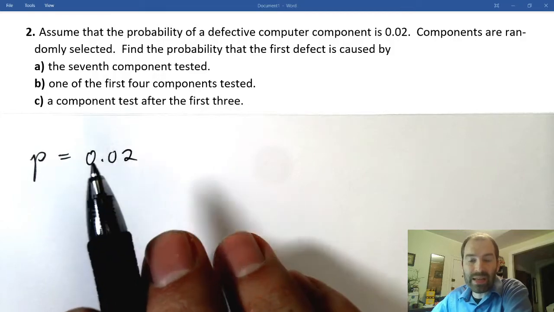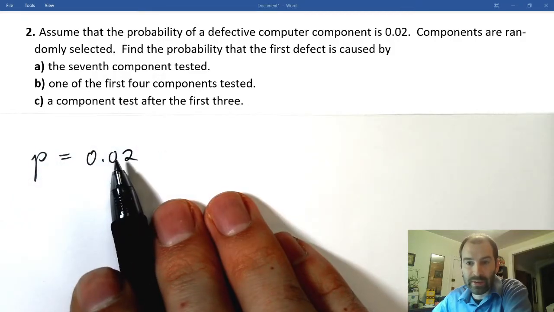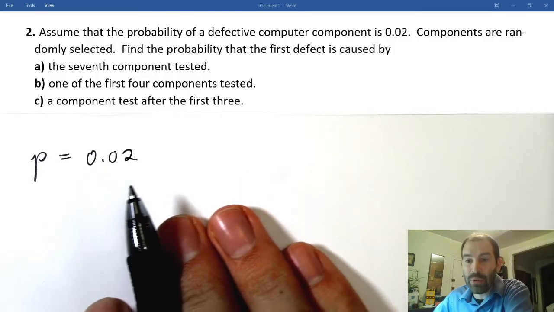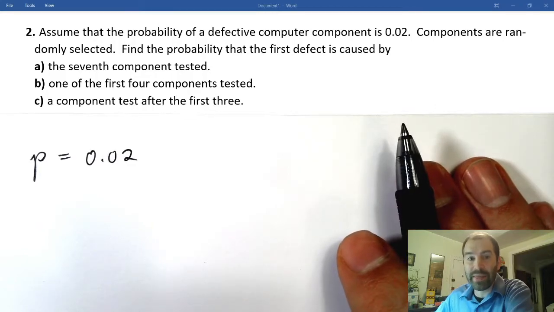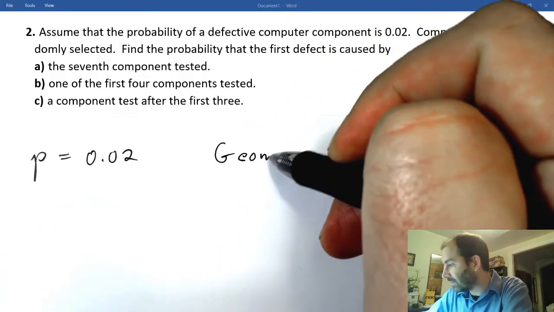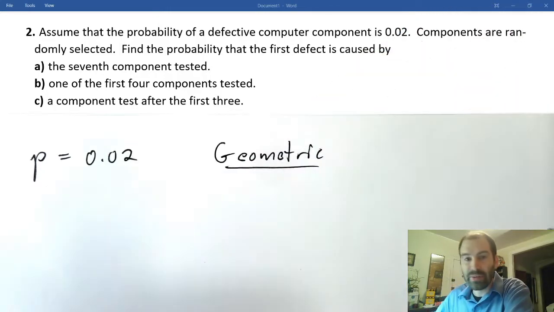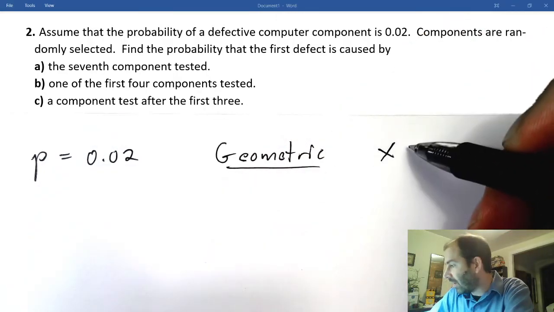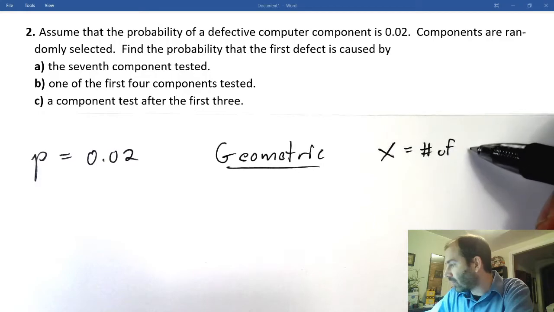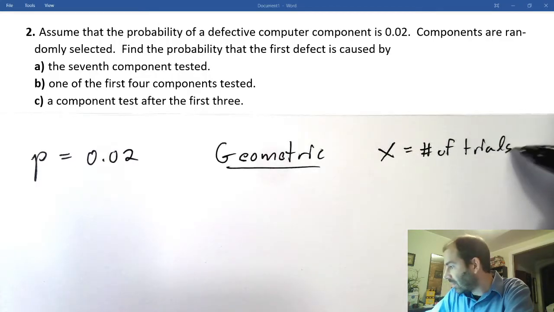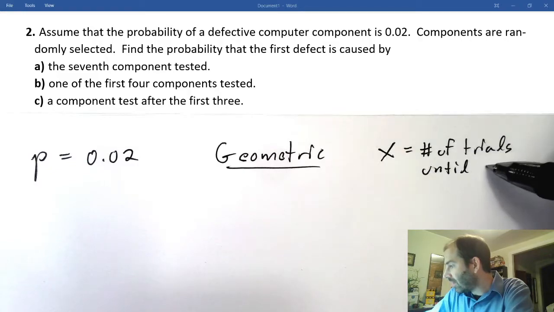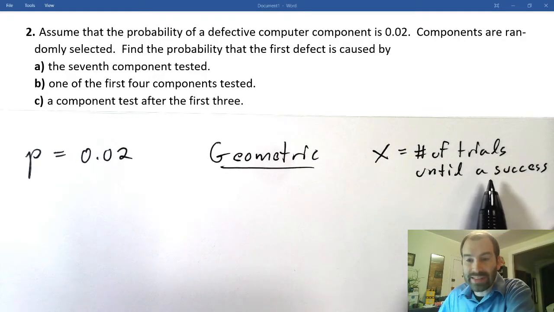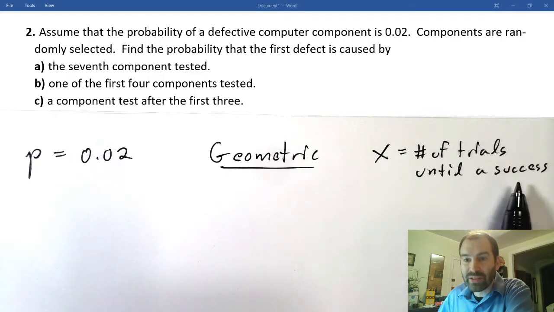And if you just keep repeating the experiment over and over again, not a fixed number of times, you just keep going until you get a success. And what you're doing is you're counting the number of trials until a success. That's called the geometric distribution. This is going to be a geometric distribution. Okay, and x represents the number of trials until a success. In the binomial, it was the number of successes. Here it's the number of trials until a success.